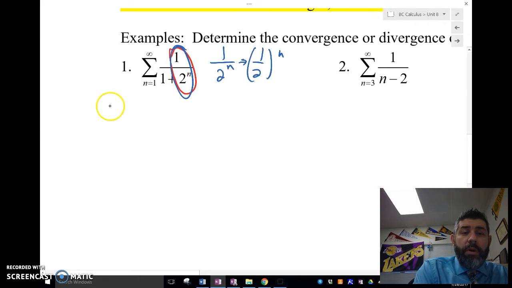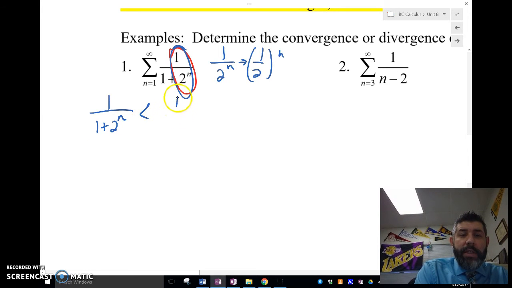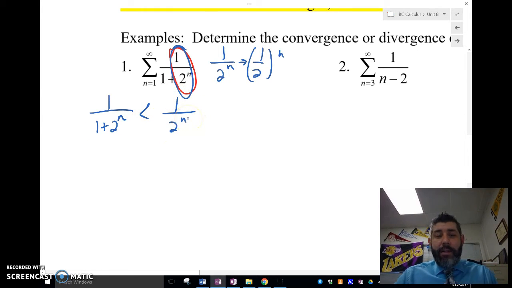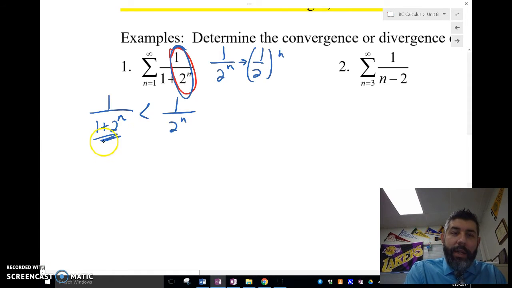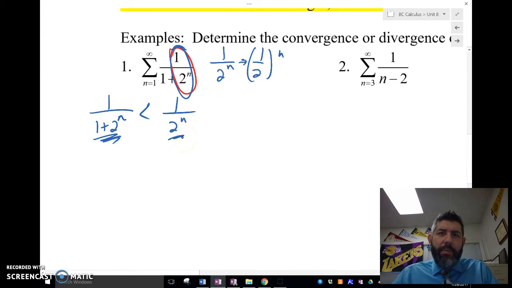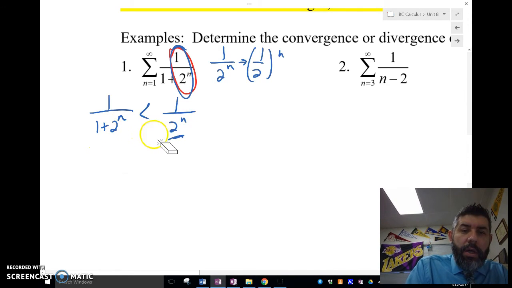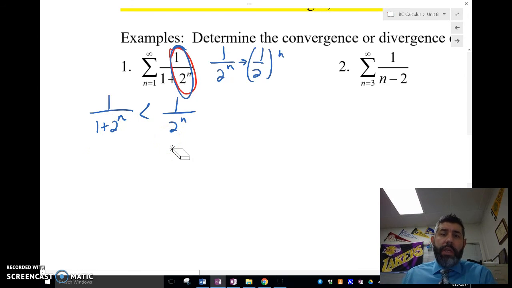So notice here that 1 over 1 plus 2 to the n is always going to be less than 1 over 2 to the n, right? Notice that if we add another number in the denominator, we get a bigger number in the denominator. That's going to make the whole thing smaller. So we can clearly see that 1 over 1 plus 2 to the n is going to be less than 1 over 2 to the n.